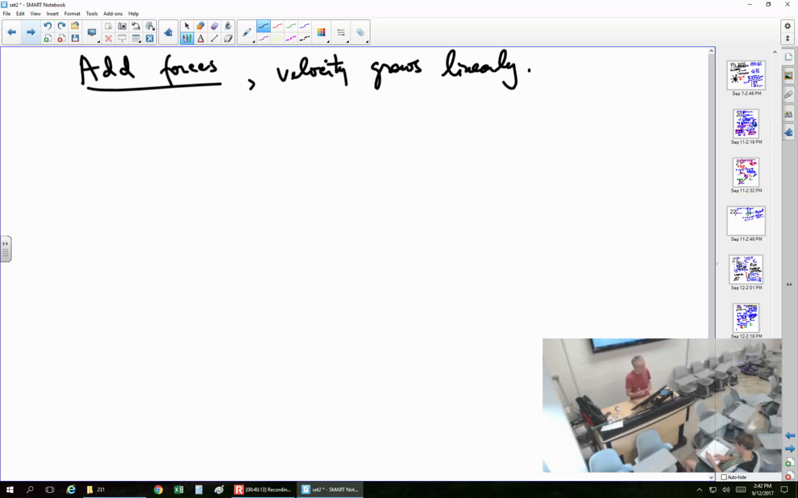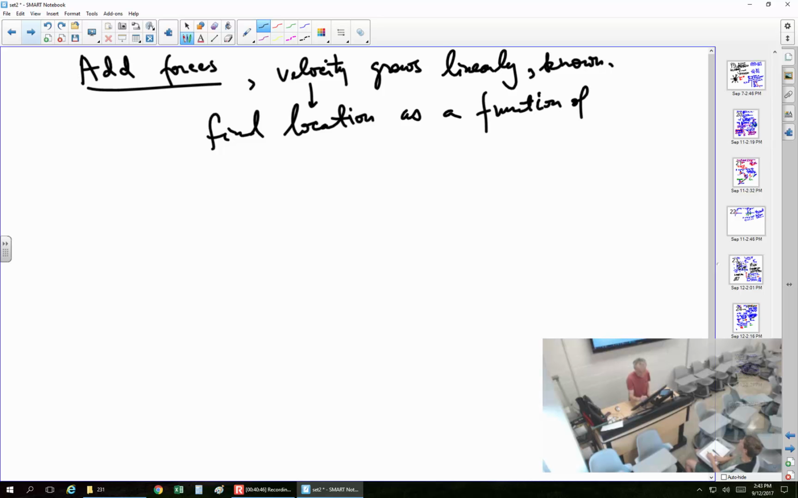Okay, so it turns out that things don't really change a lot if we solve a problem that we have solved previously, and that is from velocity. Now we need to find location, and velocity grows linearly. It is known, and now we find the location as a function of time. So once again, velocity grows linearly with time. It is known what that function is, and we need to find the location as a function of time.